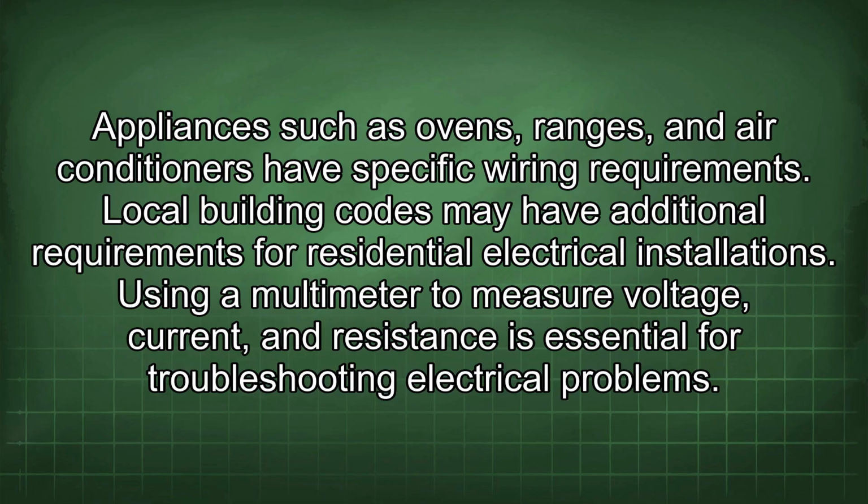Appliances such as ovens, ranges, and air conditioners have specific wiring requirements. Local building codes may have additional requirements for residential electrical installations. Using a multimeter to measure voltage, current, and resistance is essential for troubleshooting electrical problems.